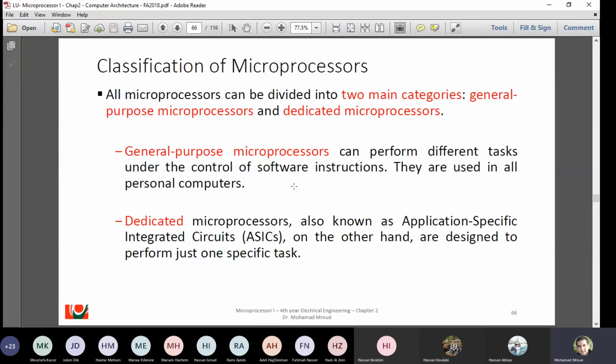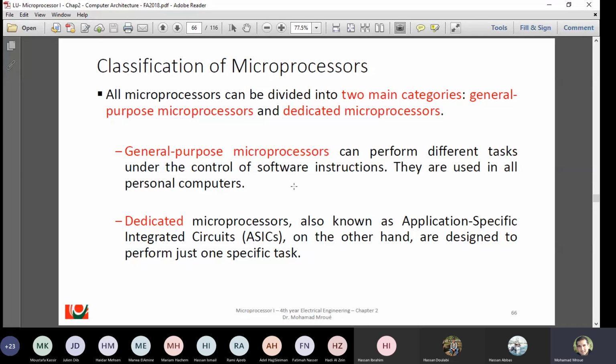So all microprocessors can be divided into two main categories: the general purpose microprocessors and dedicated microprocessors. The general purpose microprocessor, like the one in a laptop for example, is general purpose, not dedicated, meaning not optimized for a specific type of applications or tasks. So the general purpose microprocessors can perform different tasks under the control of software instructions. They are used in all personal computers.